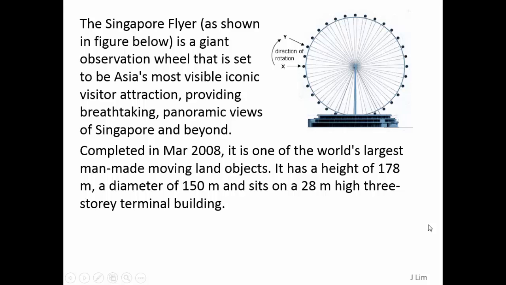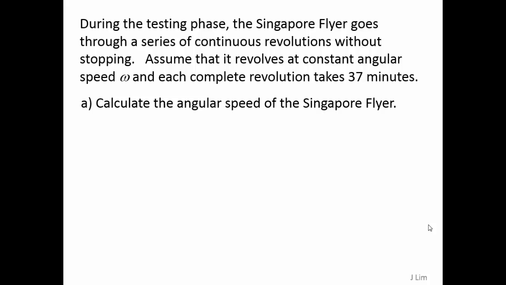The Singapore Flyer is a giant observation wheel that is said to be Asia's most visible iconic visitor attraction, providing breathtaking panoramic views of Singapore and beyond. Completed in March 2008, it is one of the world's largest man-made moving land objects. It has a height of 178 meters, a diameter of 150 meters, and sits on a 28-meter high, 3-story building.